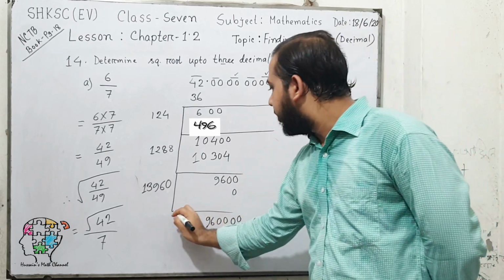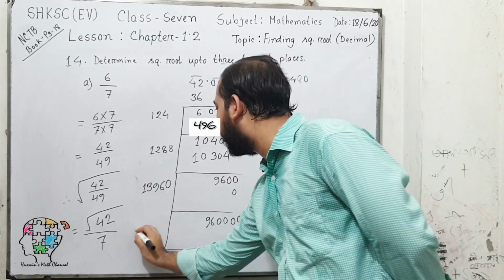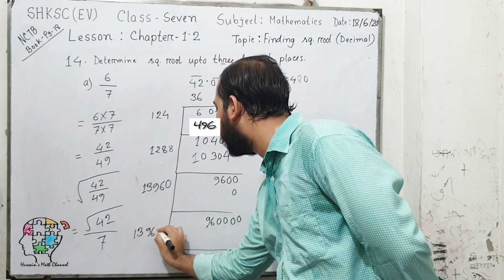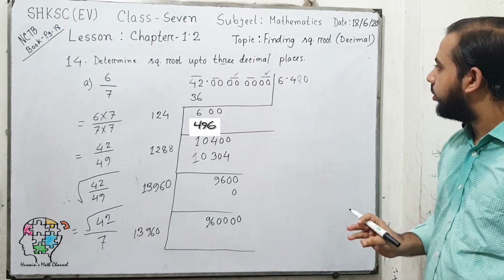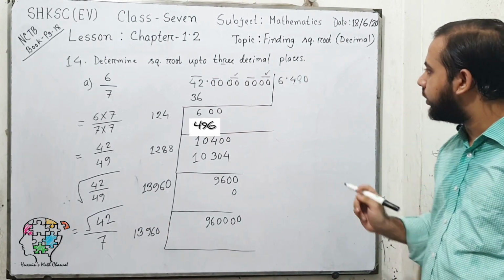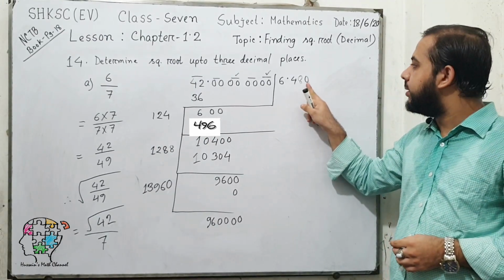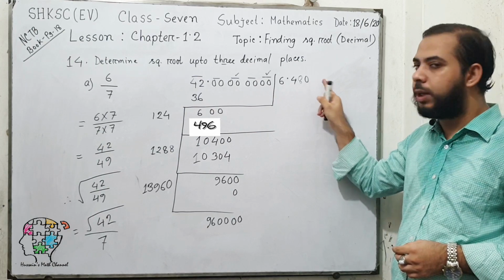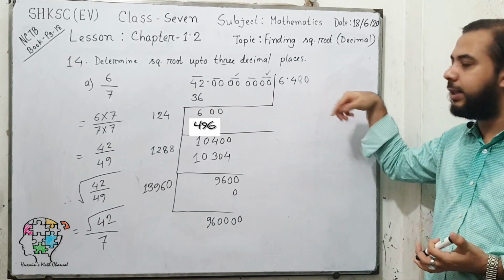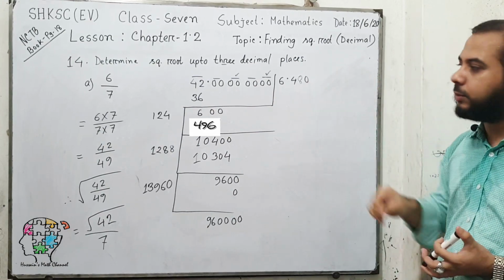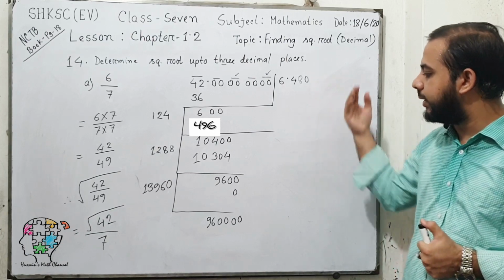Now if we make it double, it will remain 13,960. Now what can we use here? We already found 3 decimal places, but the last digit is 0. Now we have to find another one. If the digit is greater than 5, then we have to add 1 here. So for this reason, we have to get another digit.